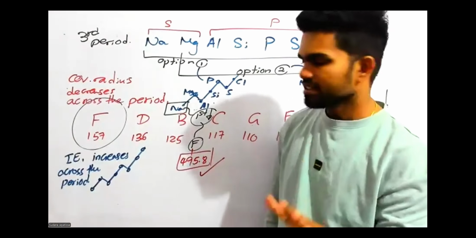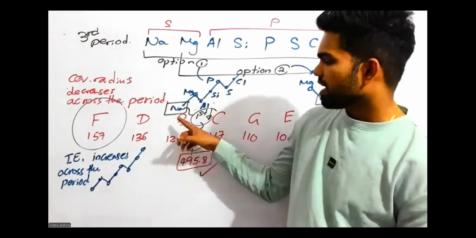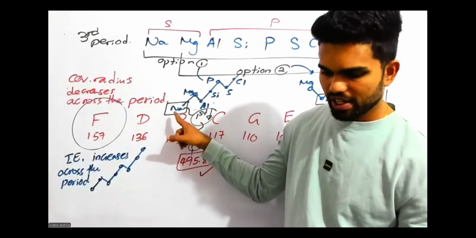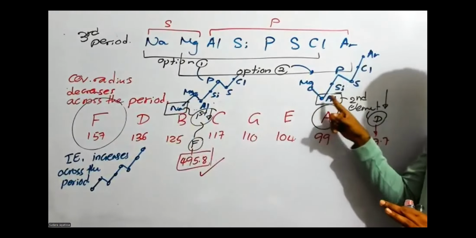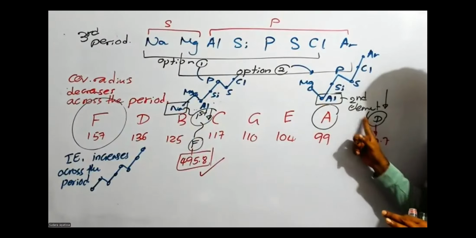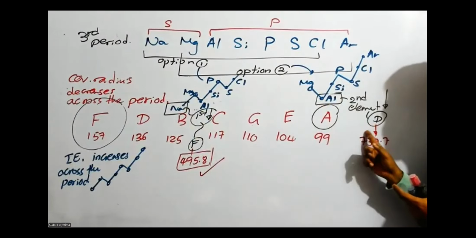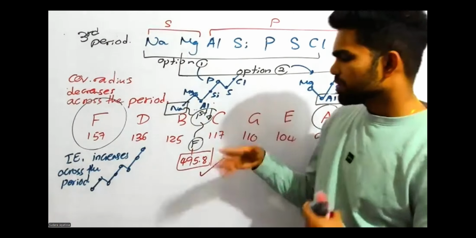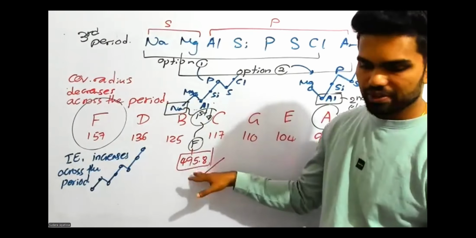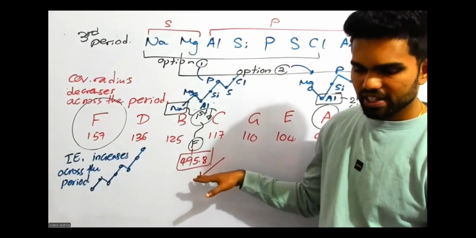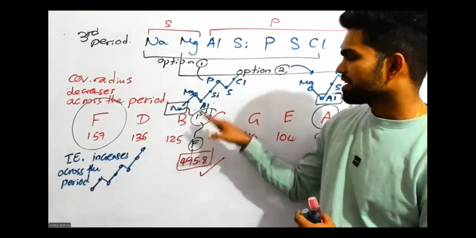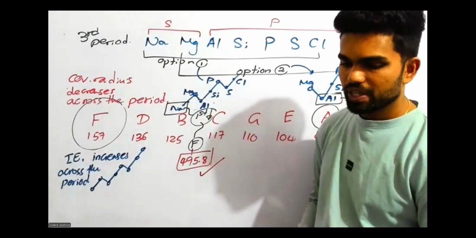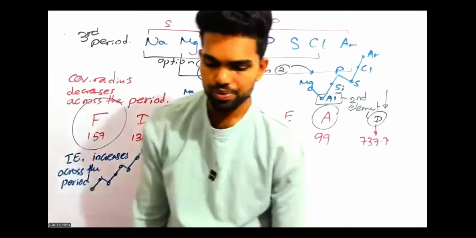According to option 1, our F element, the first element, should have the lowest value, right? According to option 2, our second element, here it is D, in other words aluminium, should have the lowest value. So when you check the values, F is having the lowest value, not D. Understand? That means this proper order is the first option. That is how you identify whether it is option 1 or option 2.